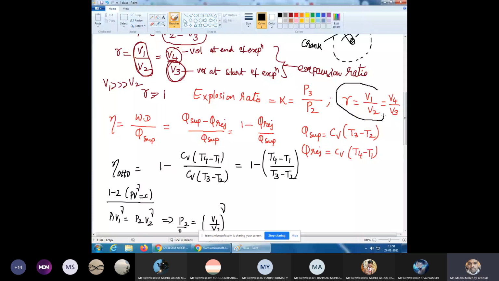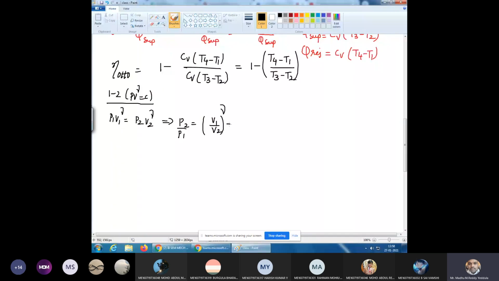It is nothing but the compression ratio, agree? So V1 by V2 is replaced with r, and already we discussed earlier the temperature ratio T2 by T1. Do you remember? If not, tell me again, I'll solve that one.